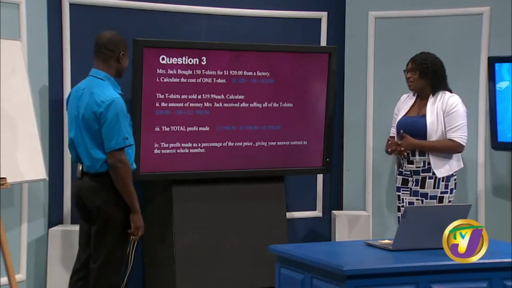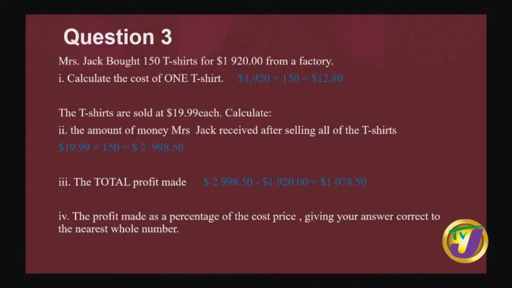So I'm excited now because this part of it is saying the profit made as a percentage of the cost price. So we need to find the profit made as a percentage of the cost price. I want to know my percentage now. So it is $1,078.50 divided by $1,920, and we multiply that by 100 to get a 67% profit. I love this business.